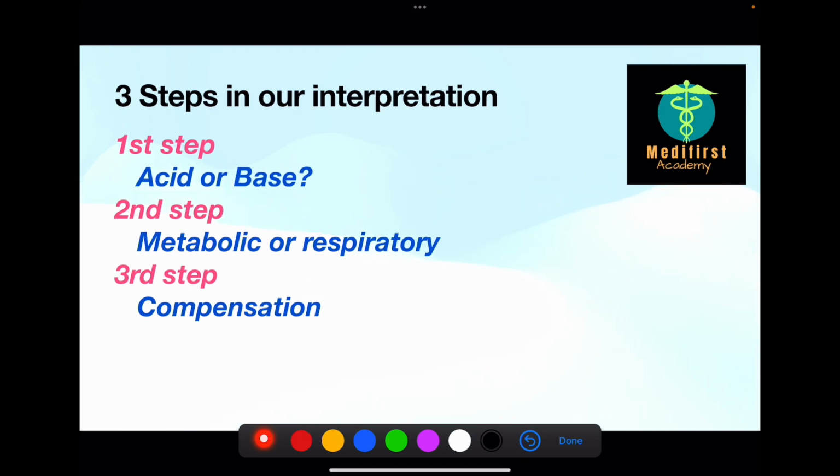When we interpret our ABG, you have to follow three basic steps, and then it will be easy to interpret and analyze. First, when you get the ABG result, you have to look at the pH and decide whether this is acidosis or alkalosis. The second step is to determine whether this is metabolic or respiratory. The third step is to comment on whether this is compensated, partially compensated, or uncompensated. We'll go one by one, and then you will understand how to interpret the ABG.